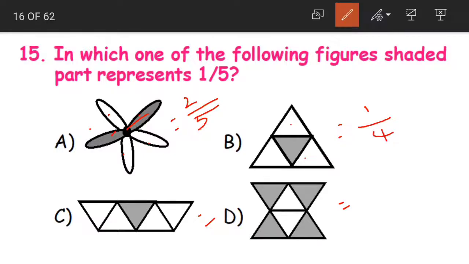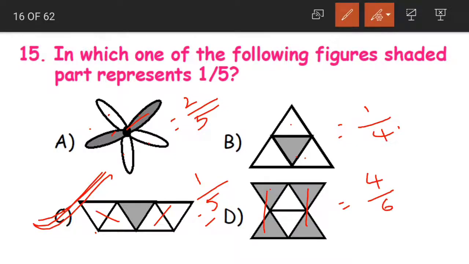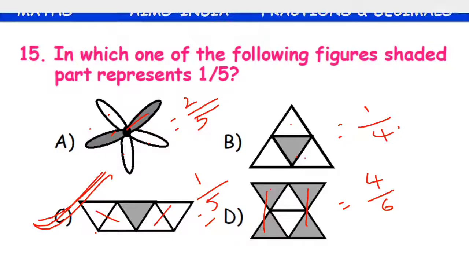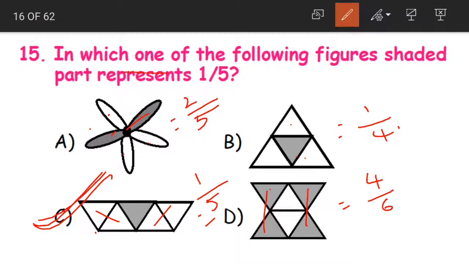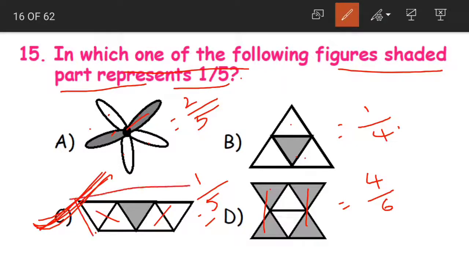Option B, 1 shaded part out of 4. So it's 1 by 4. Coming to option C, we have 1 shaded part out of 5. So 1 by 5 is the answer, and option C becomes our correct answer. And even if you want to look at option D, the fraction is 4 by 6. Which one of the following figures has a shaded part that represents 1 by 5? Option C. The figure in option C has the shaded part representing 1 by 5.